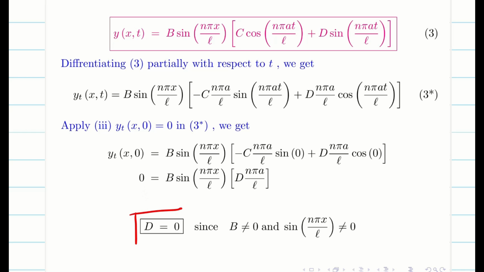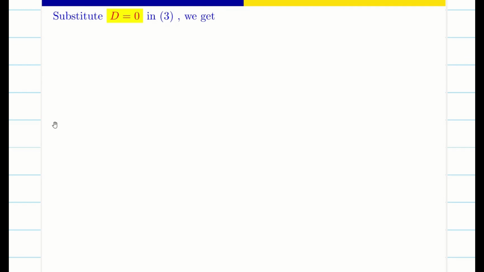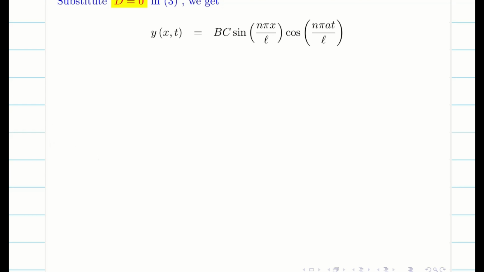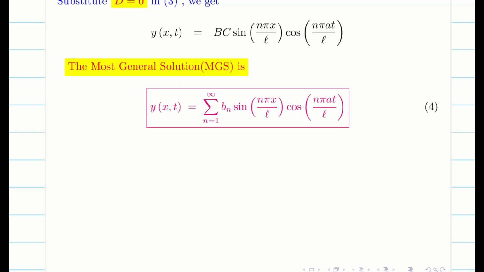And from this, we get d equal to 0. Substitute d equal to 0 in 3, will be getting this. Always, as I said, my equation 4 is the most general solution. So BC equal to Bn, I'm going to assume. Therefore, my MGS is going to be y of x, t, summation n equal to 1 to infinity, Bn sin n pi x by L, cos n pi at by L.